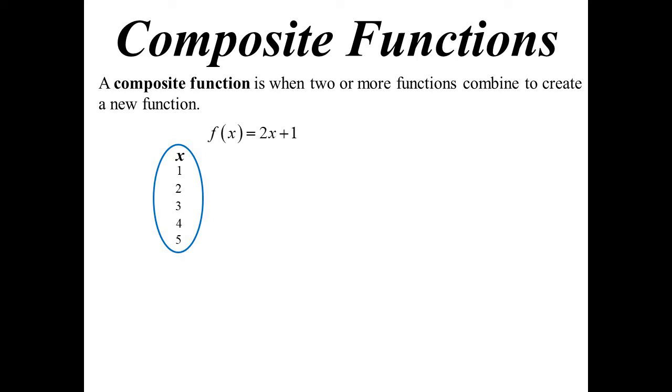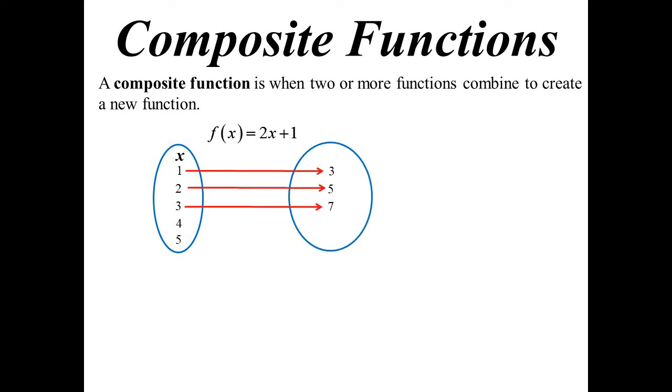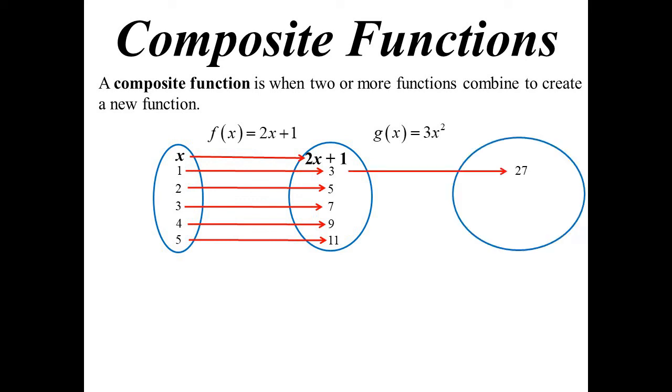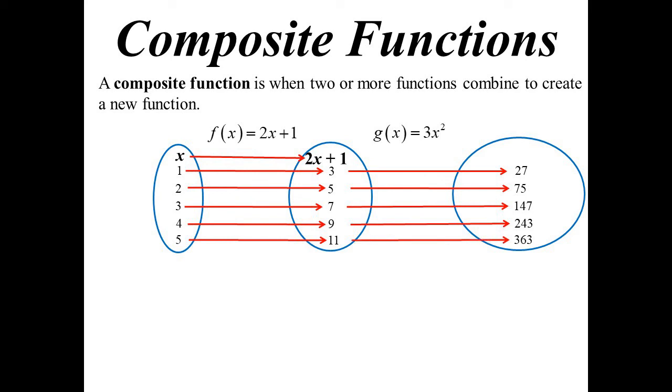the rule for our function, 2x plus 1. So 1 would go to 3, 2 would go to 5, 3 would go to 7, 4 goes to 9, and 5 goes to 11. So any x value would go to 2x plus 1. But then we're going to get this new set of numbers, and we're going to apply another function to it, 3x squared. So now the 3 goes to 27, the 5 goes to 75, 7 goes to 147, 9 goes to 243, 11 goes to 363, and the 2x plus 1 goes to 12x squared plus 12x plus 3.